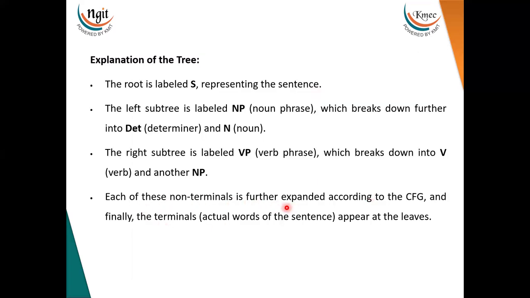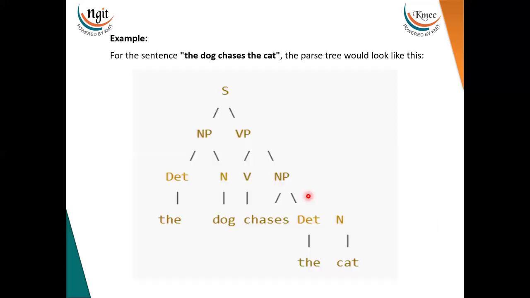Each of these non-terminals is further expanded according to the context-free grammar. And finally, the terminals, that is the actual words of the sentence, appear at the leaves. You can see here, the dog chases the cat. This is the final sentence.